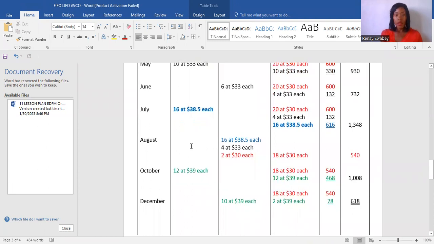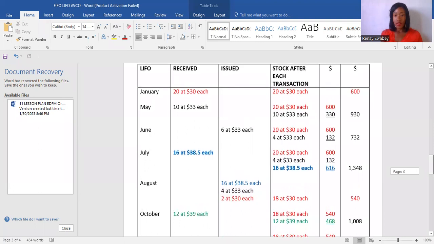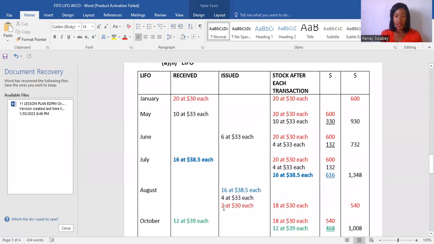So in August now, we sold 18. We sold 2 items out of, let me scroll up a little bit. These 2 items here are what was left after you sold the items from January. That's why it's in red. All right. So in January, we're going to sell 2 of the 20. 20 minus 2, leave 18. That's where this 18 come from. I think I made an error a while ago, but I corrected it.